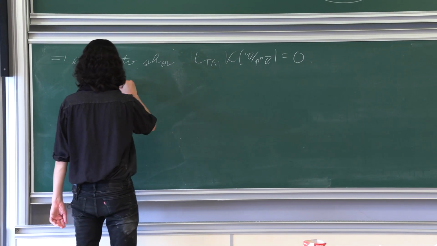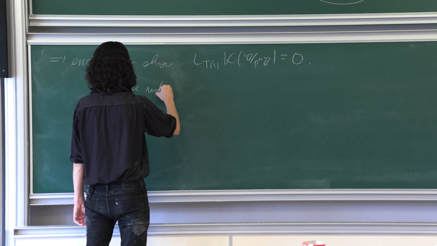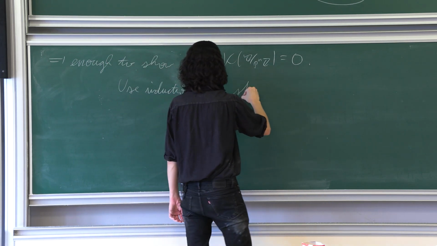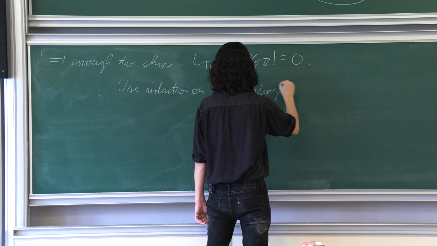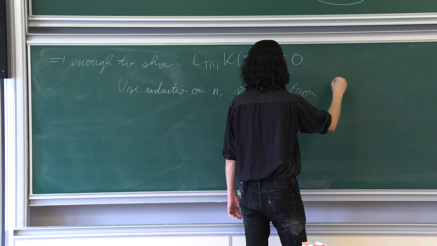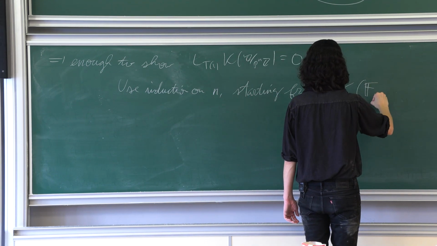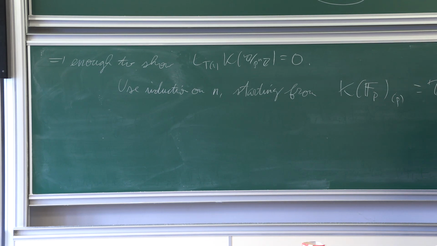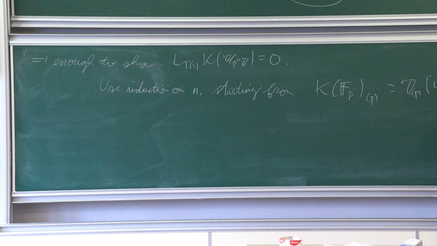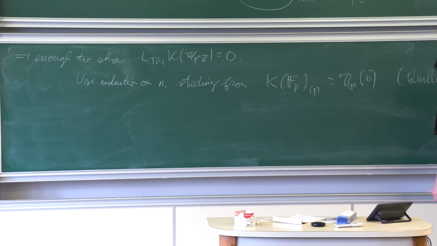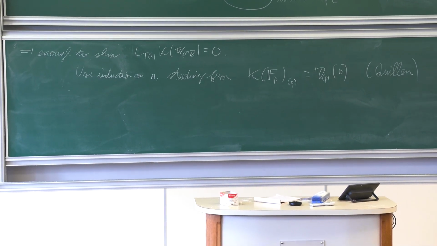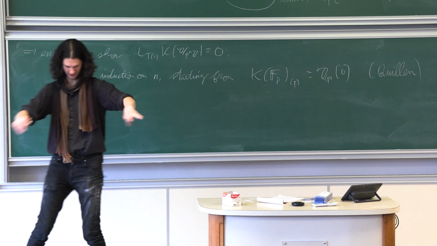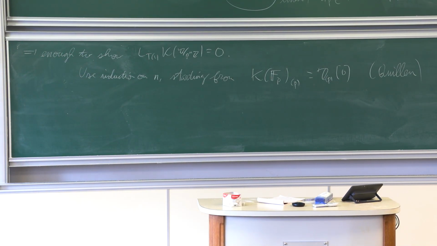So for this you use induction on n, starting from the fact that if you work at the prime p, then this sits in degree 0, which is a result of Quillen. So that means that, because it's bounded in range, the T1 localization will vanish.